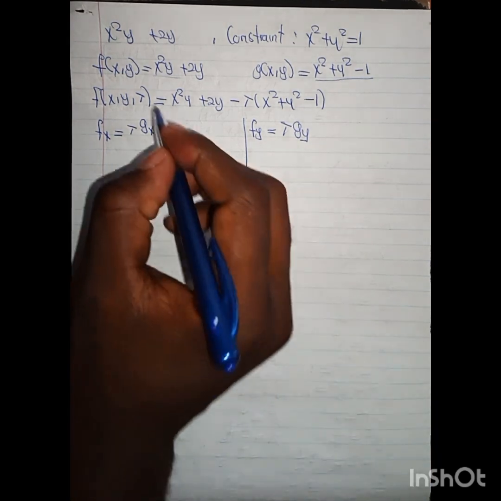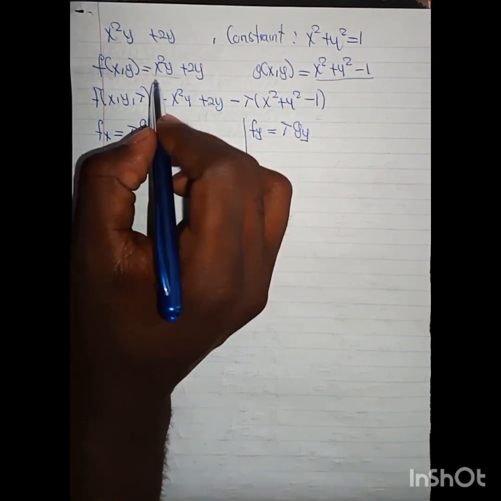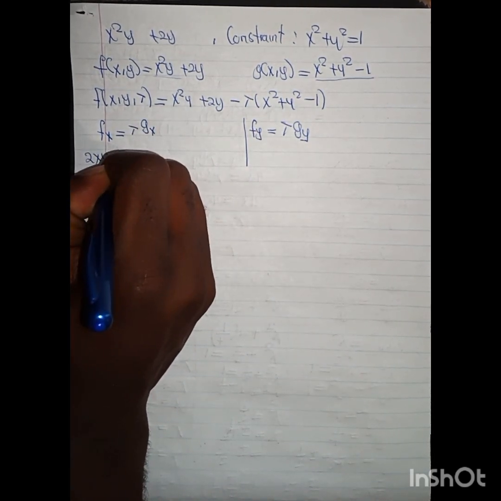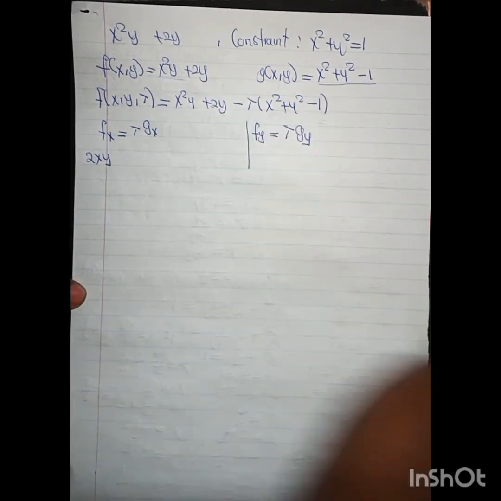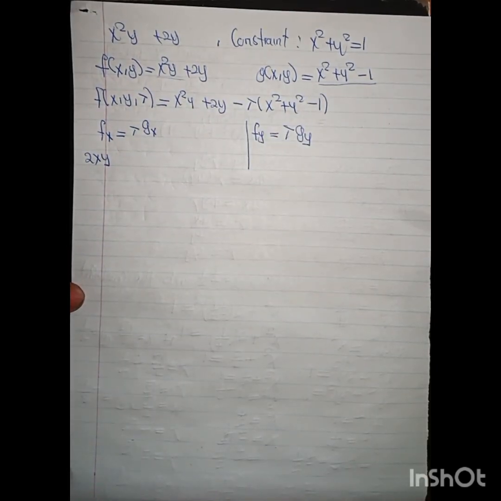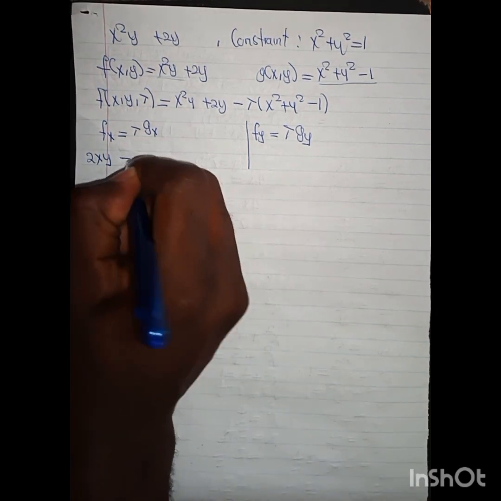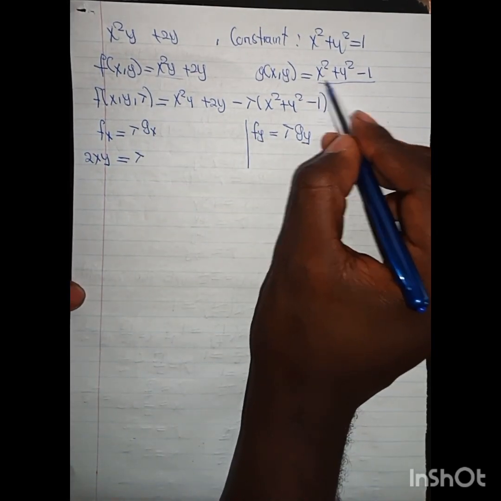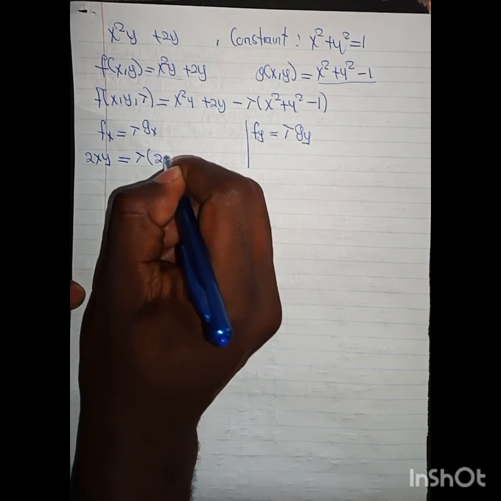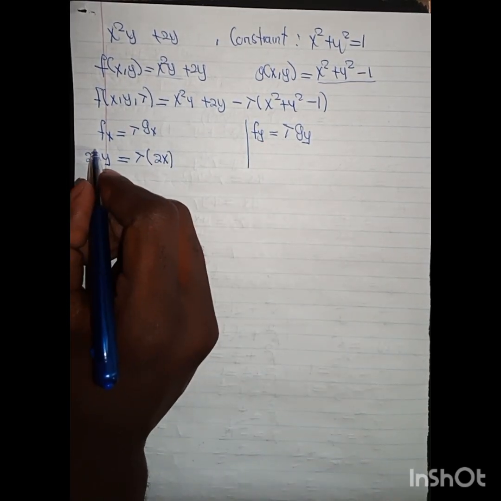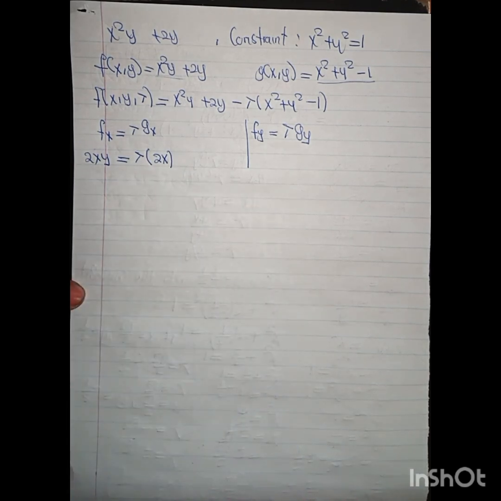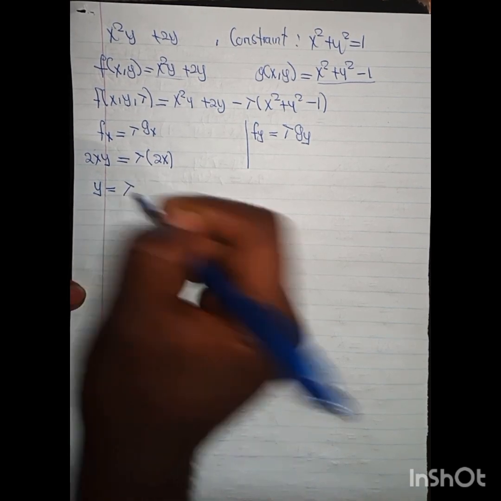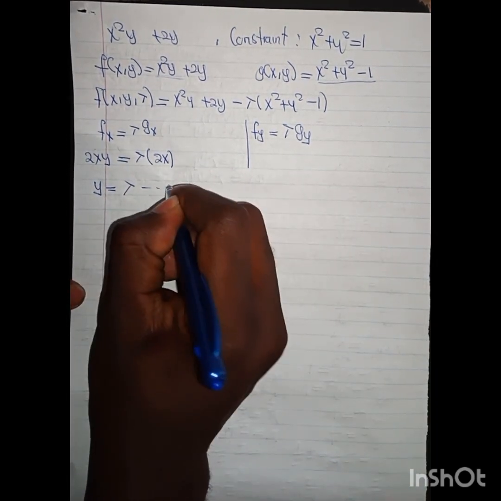F sub x, we differentiate the function f with respect to x. This is our function f. Then we'll have 2x y plus, so this one 2y is a constant because it doesn't contain the variable x. Then it will give us a 0. Then lambda g sub x, we differentiate the constraint with respect to x, we'll get 2x. And then we can see that 2x will cancel 2x. Then on the left we'll have y equals lambda, like this. Then this is our equation 1.